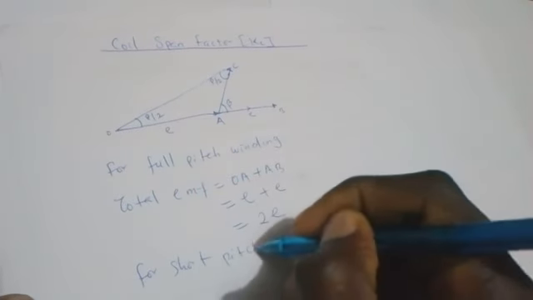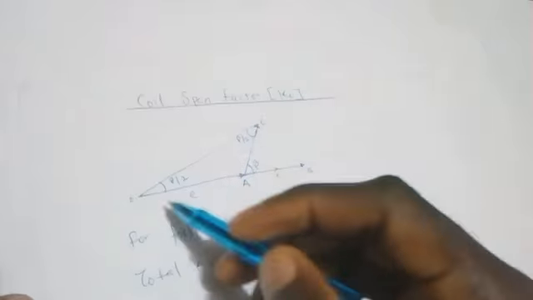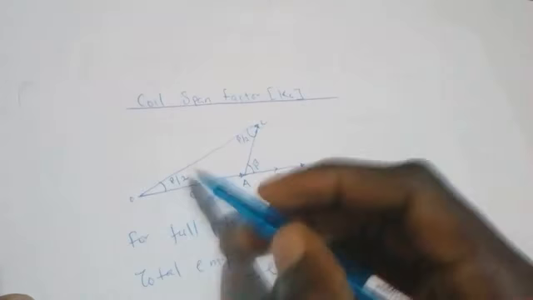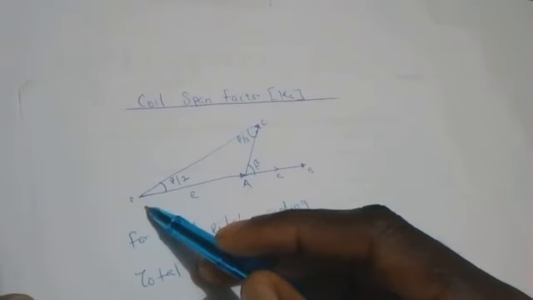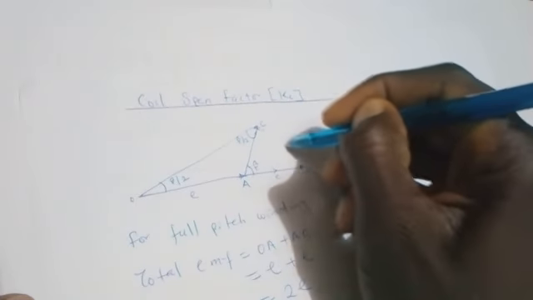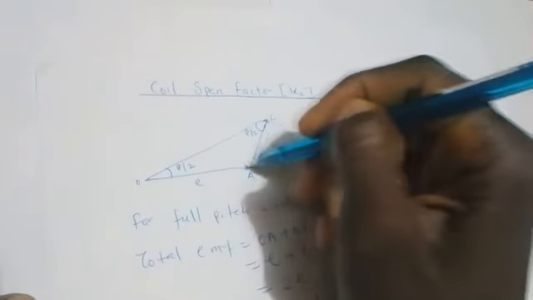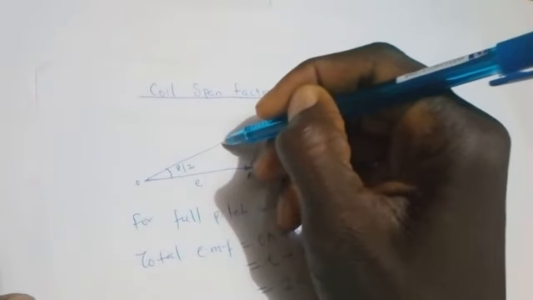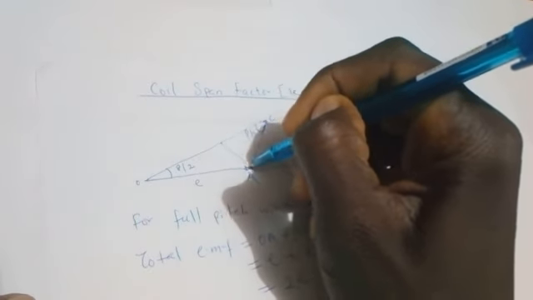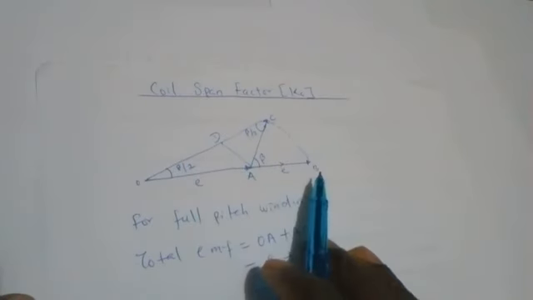Now, for the short pitch winding, we are going to consider this because the voltage we are looking for, or the total EMF, is actually OC. But we are not going to leave this like this. Let's bring a chord line here, like this. Now, for us to be able to calculate here, let us bring a perpendicular line from here towards this. So that I have 90 degrees and 90 degrees here. Let me call this D.